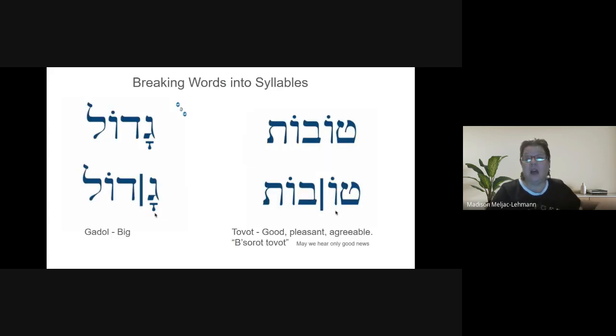Okay. I wanted to do a little bit of fragments, so we'll come back to this. I promise you we're going to come to breaking words into syllables, but let me just show you one example. Here's gadol. Here's how we break it. Okay. And here is tovot, which means good, pleasant, agreeable.